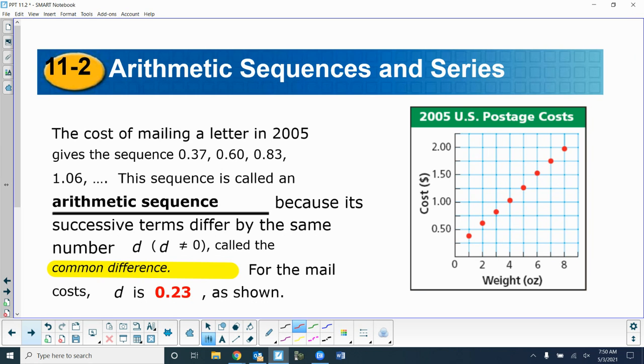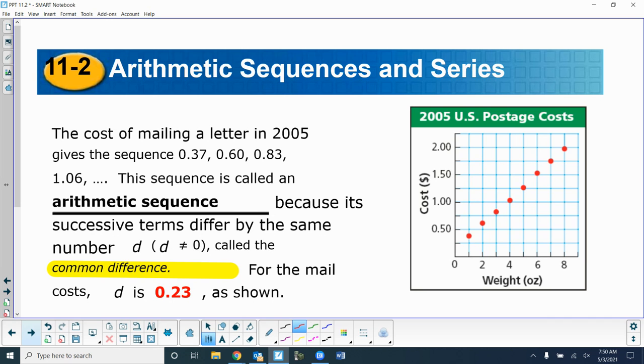It said the cost of mailing a letter back in 2005 was 37 cents, and then 60 cents for 2 letters, and 83, and $1.06. This sequence is called an arithmetic sequence because its successive terms differ by the same number, D. We call it the common difference. Each time they went up 23 cents. So that's what it is.